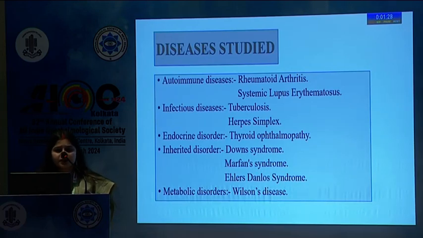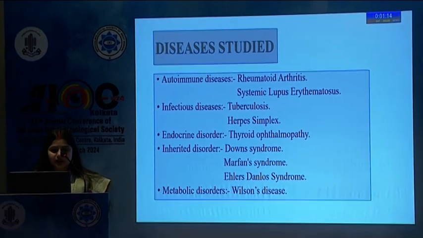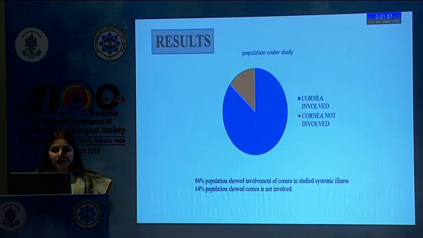These are the following diseases I studied. Autoimmune diseases included rheumatoid arthritis and systemic lupus erythematosus. Infectious diseases included tuberculosis and herpes simplex. Endocrine disorders were thyroid ophthalmopathy. Inherited disorders had Down syndrome, Marfan syndrome, and Ehlers-Danlos syndrome, and Wilson's disease was included in metabolic disorder.